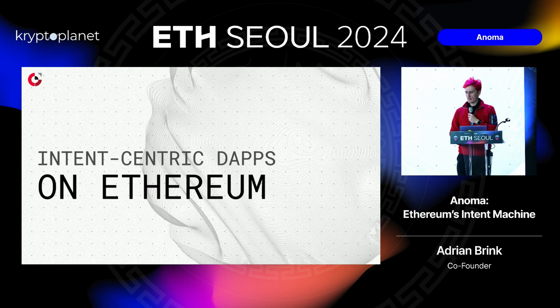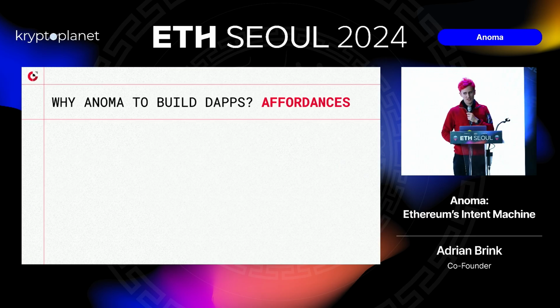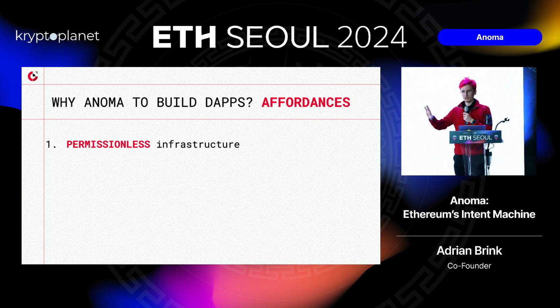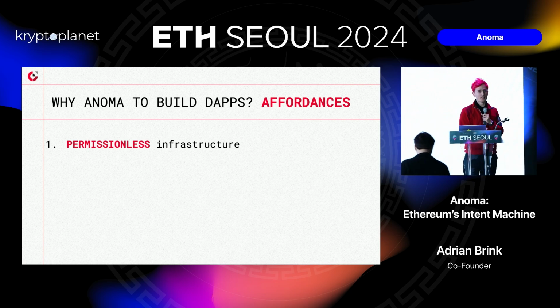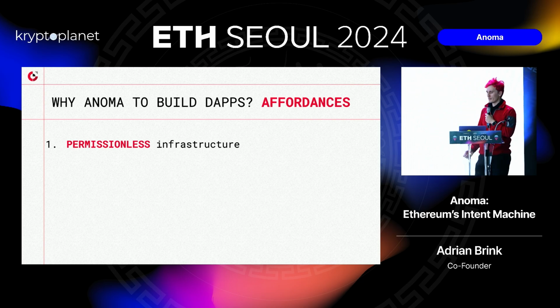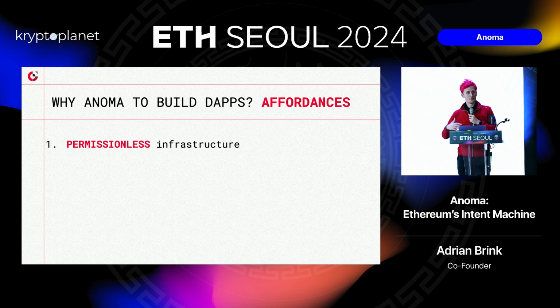So what does this look like in practice? What kind of affordances does Anoma give you to build dapps? You get permissionless infrastructure. And here, permissionless gets thrown around a lot. This specifically means there's no central actor, or there's no actor that you have to ask for permission to use the system. Of course, there must be someone that's operating node infrastructure, but there's not a specific whitelist you have to apply for in order to use this kind of system. You just get permissionless intent infrastructure here, that as long as there's some node operator that operates intent infrastructure on your favorite rollup of choice, you can use it there.